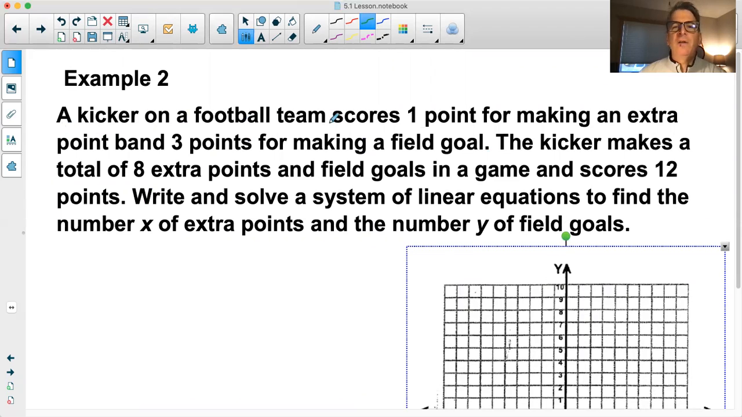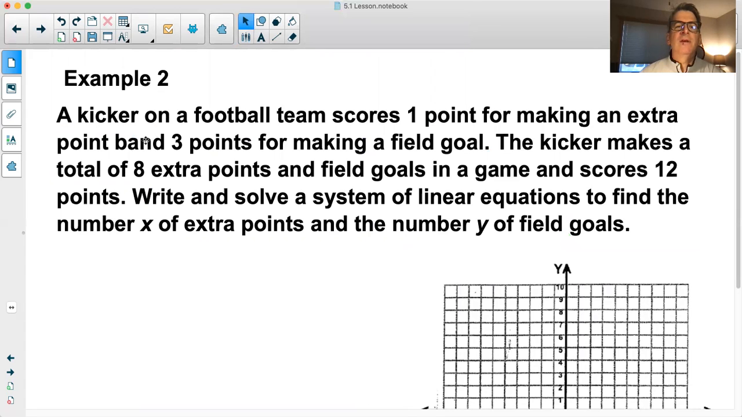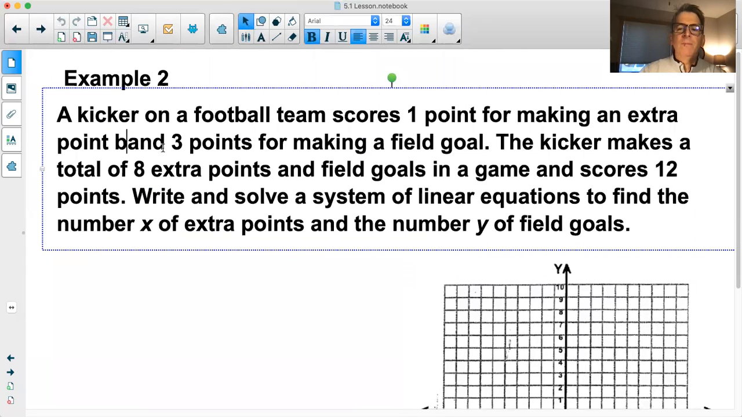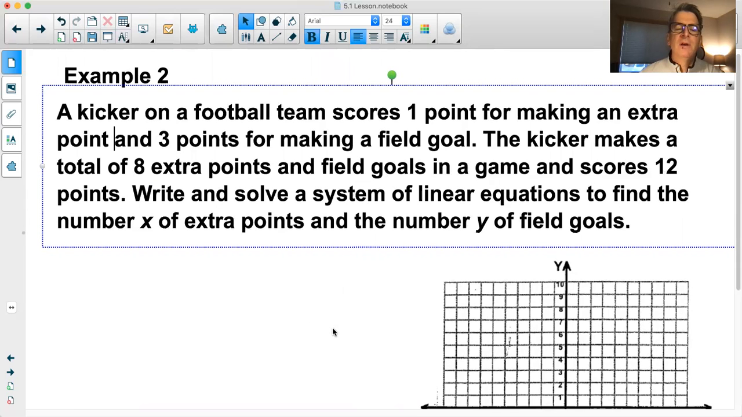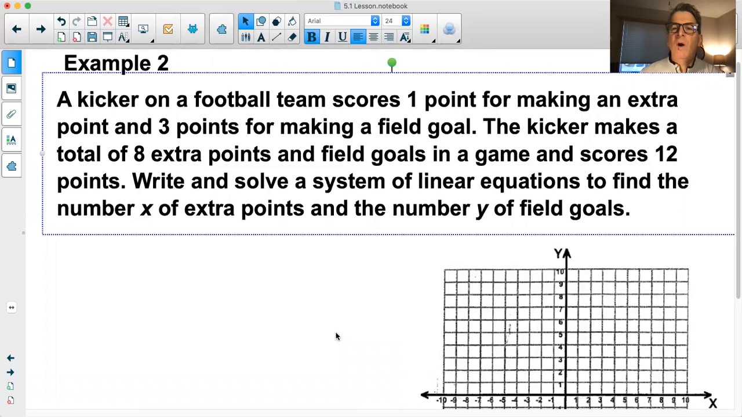A kicker on a football team scores 1 point for making an extra point. I don't know why this has a B in there. Take that out. And 3 points for making a field goal. I think everybody knows that. The kicker makes a total of 8 extra points and field goals in a game, and scores 12 points. So we're going to write and solve a system of linear equations to find the number X of extra points and the number Y of field goals.